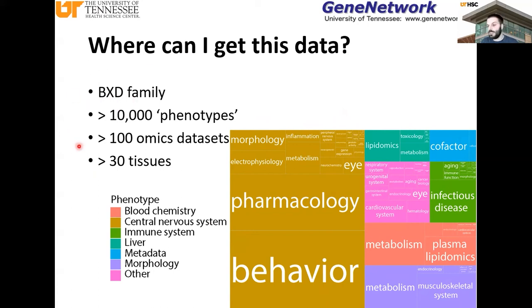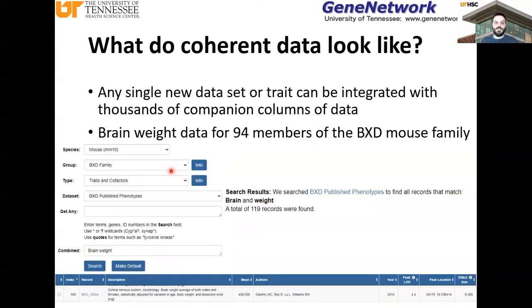We have over 100 omics data sets. A lot of that is old array-based transcriptomics, but there is newer RNA-seq transcriptomics. There is proteomics, metabolomics, methylation data, and that omics data is for over 30 tissues. Again, there's a bias towards different regions of the brain, and that's CNS bias. We have many other tissues from liver, spleen, lung, etc. And this allows us to get coherent data. And that means that any new data set or any data set in those tens of thousands of omics can be integrated with any other data.